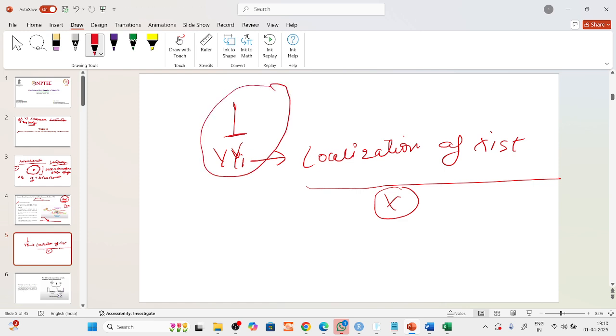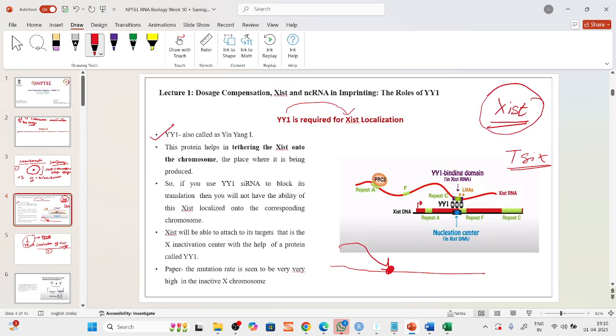And if this is blocked by some siRNA mechanism, then this localization is also affected. So that is what they are saying: if you use YY1 siRNA, it will block the YY1 protein by blocking its translation, and then Xist will not be localized onto the corresponding chromosome. Xist is able to attach to its targets, that is the X inactivation center, with the help of the protein YY1 only. That means to perform its function, Xist needs YY1.